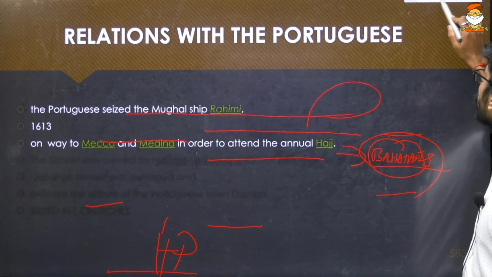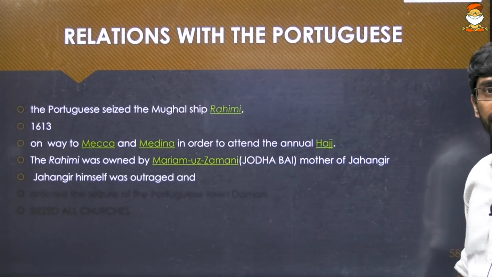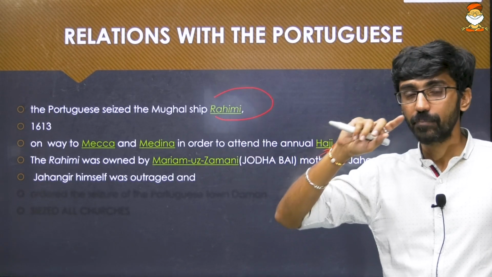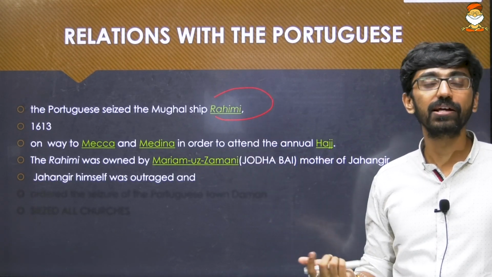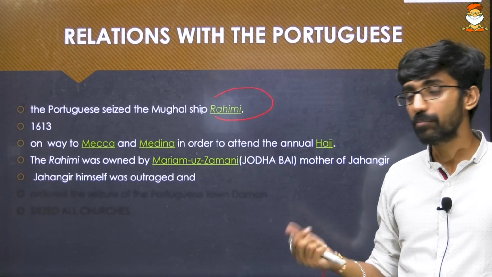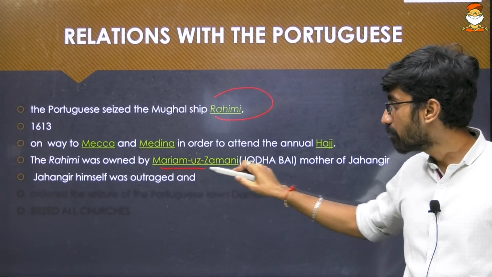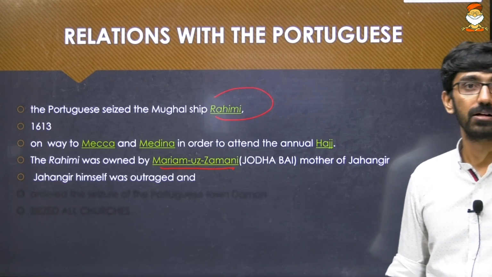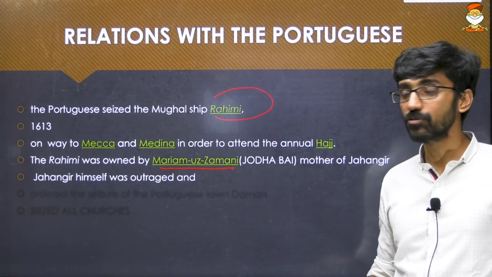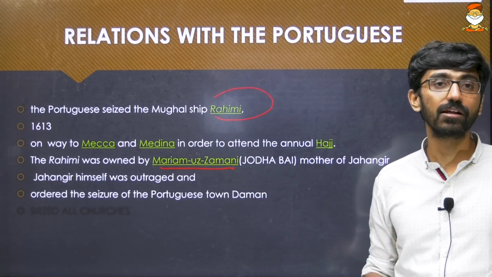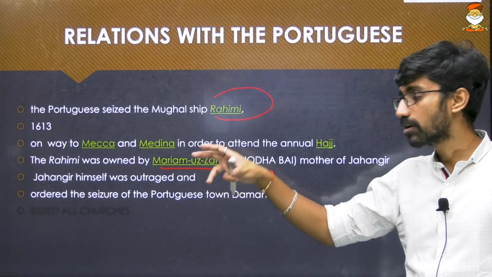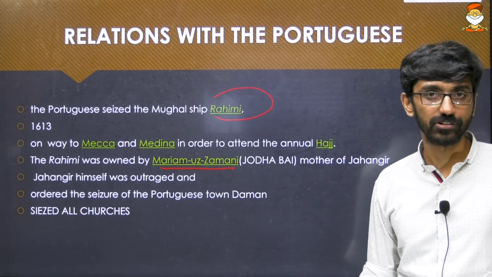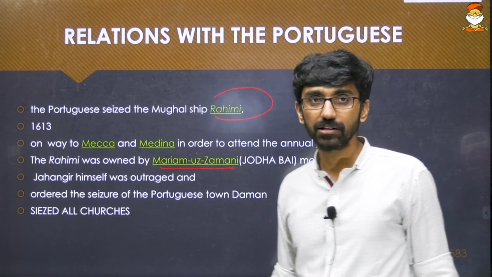Then in relation to the Portuguese, we can talk about this. The Portuguese seized a Mughal ship called Rahimi in 1613, because the ship was going to Mecca and Medina. It was a pilgrimage ship, and Rahimi was owned by Mariam Uzzamani, that is Jodhabai, Jahangir's mother. Jahangir himself was outraged because foreigners were interfering in internal affairs, and that is the reason he ordered the seizure of Portuguese towns, that is Daman, and at the same time seized all their churches too.